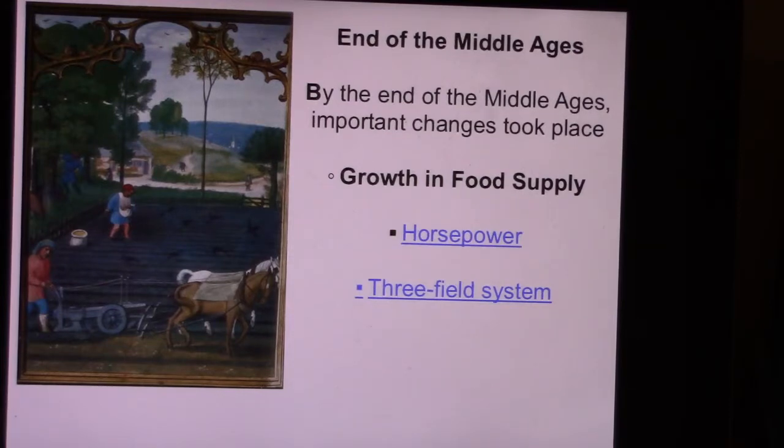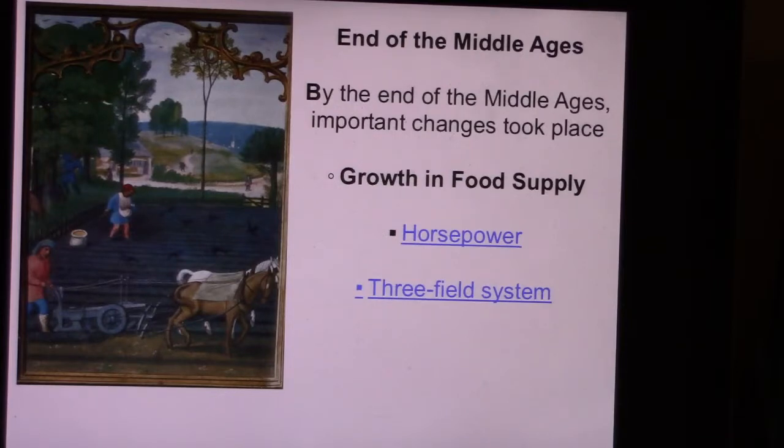This allows farmers to plant their crops deeper, so they are less susceptible to frost, to too much sun, to too much rain, and safe from birds and squirrels. So there is an increase in the food supply. And this is going to be important as Europe deals with the nastiness of the Black Plague.